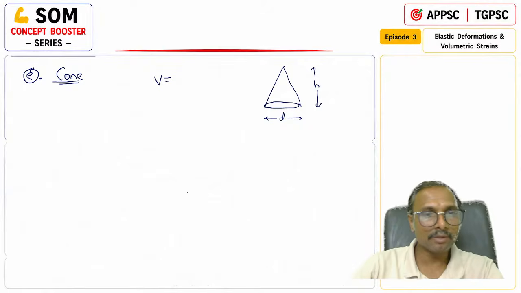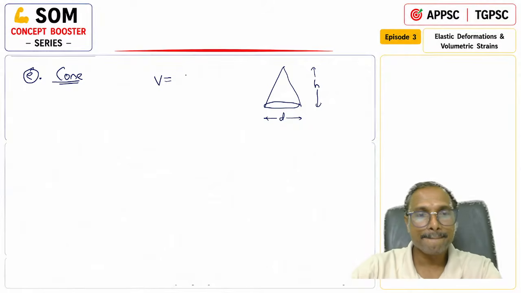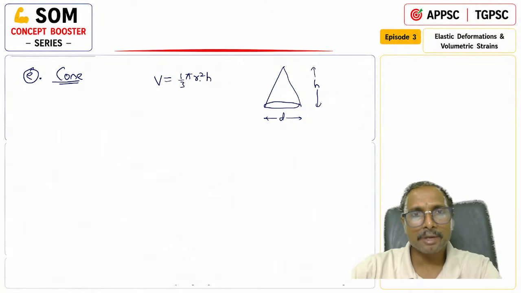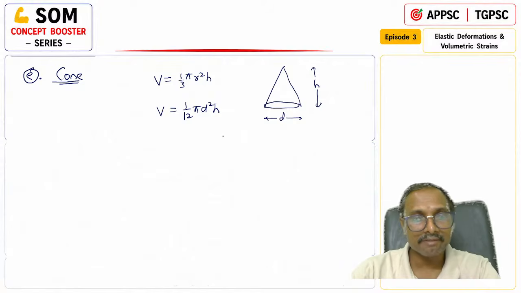Can anyone tell me the volume of a cone? Someone? In terms of diameter, if you just observe, what is that? If you go with the radius, it is 1/3 pi r square h, or we can use r as d by 2. So d square by 4 into 3, 12 it will become. So V is 1 by 12 pi d square h, in terms of this diameter.